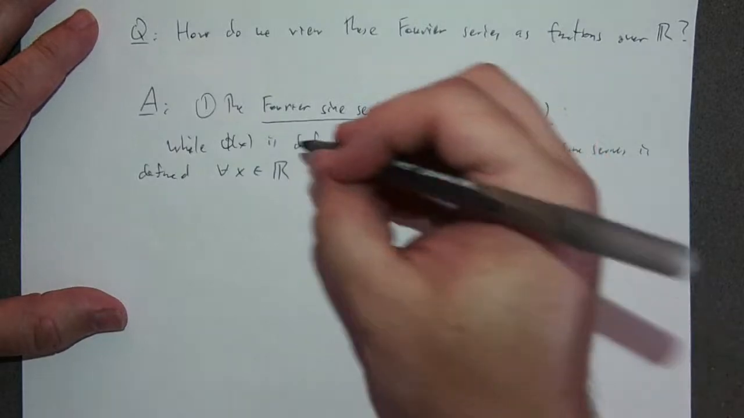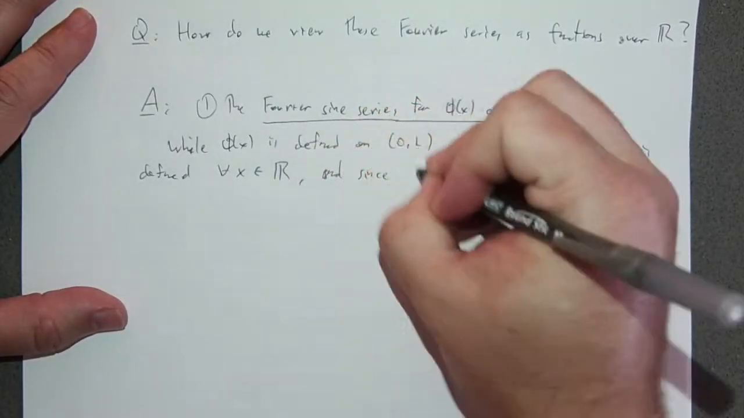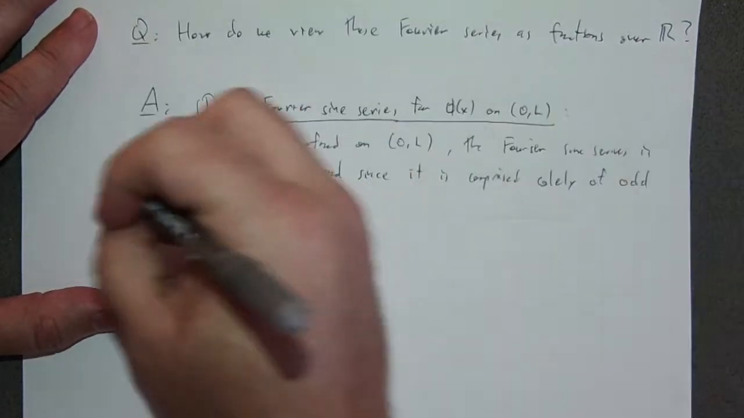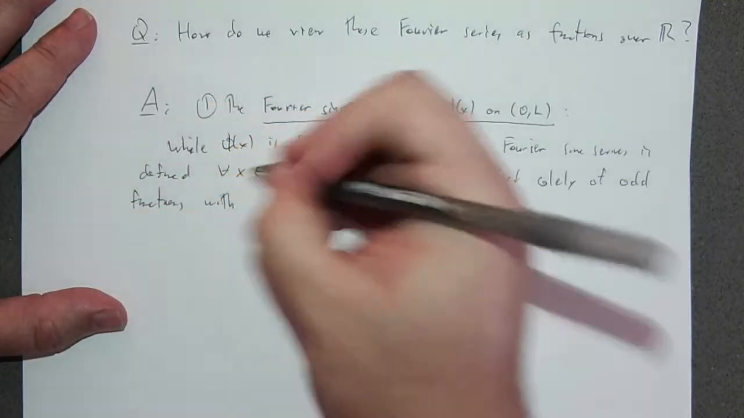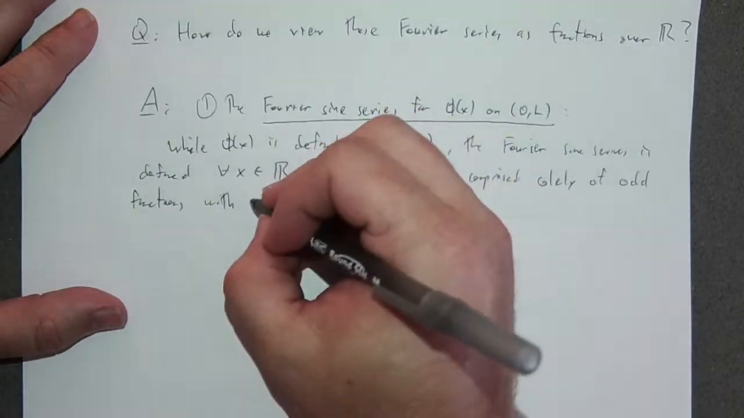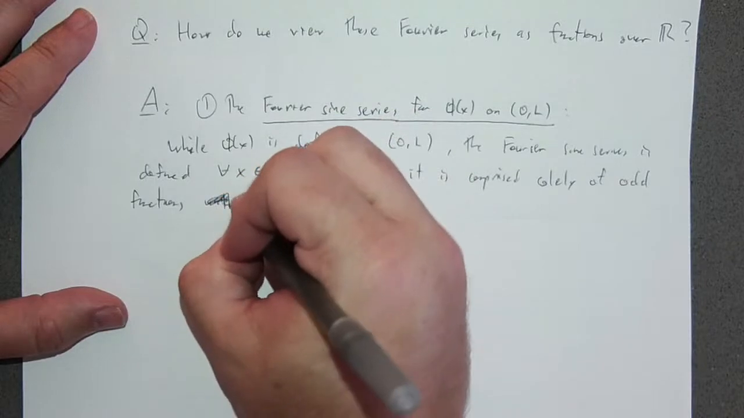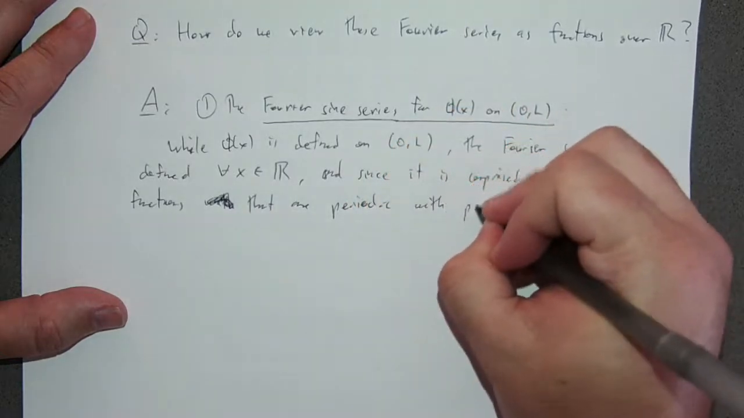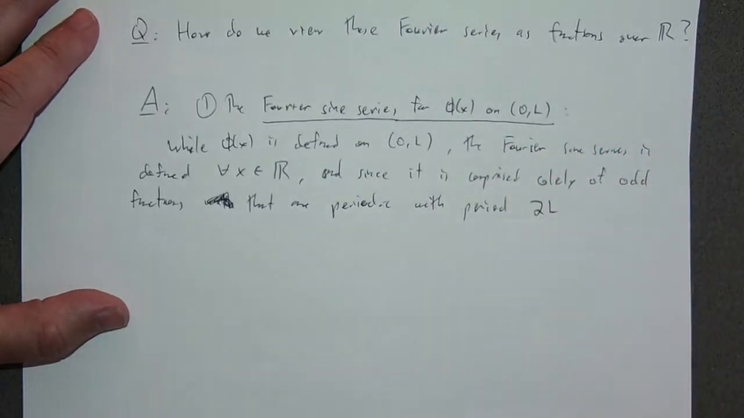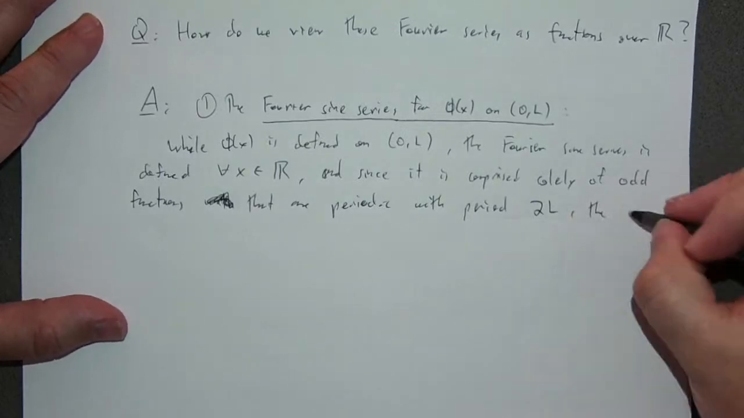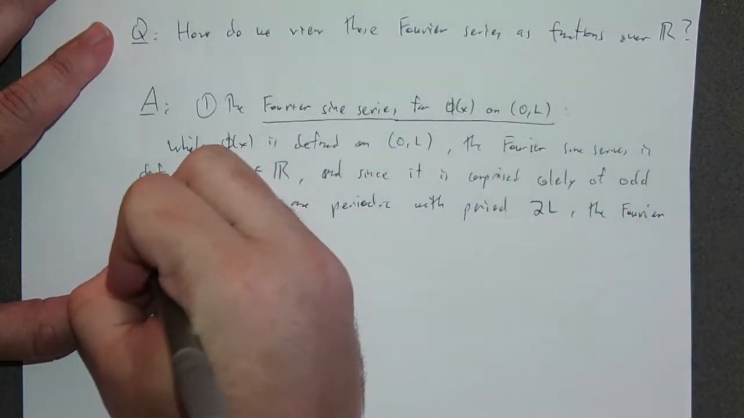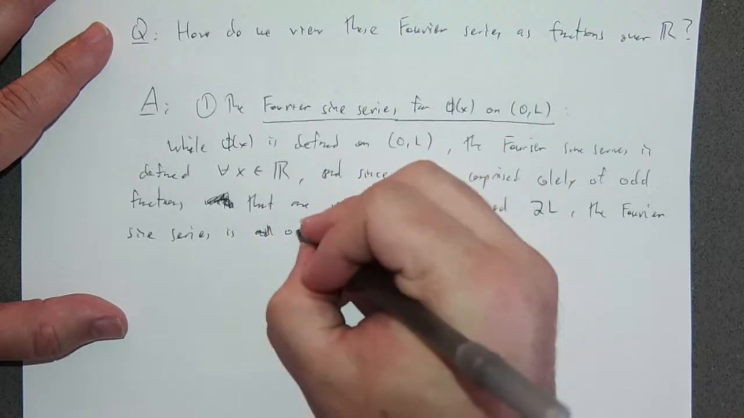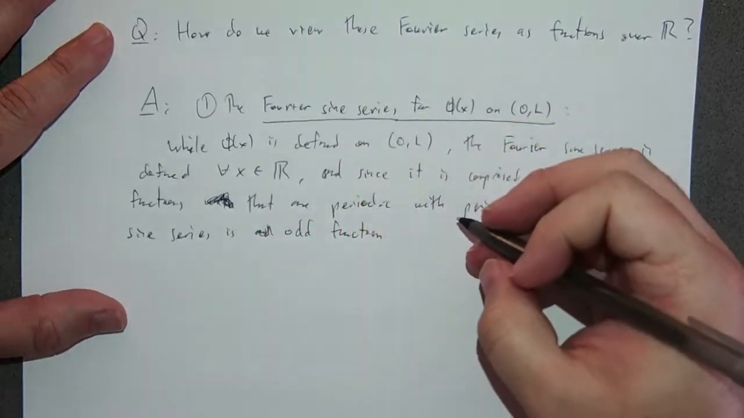Okay. And since it is comprised solely of odd functions, so they're odd functions that are periodic as well, with period 2L, the Fourier sine series is an odd function that is periodic with period 2L.